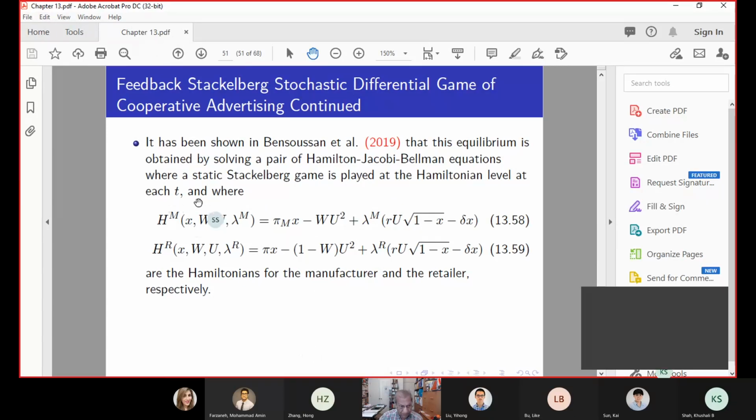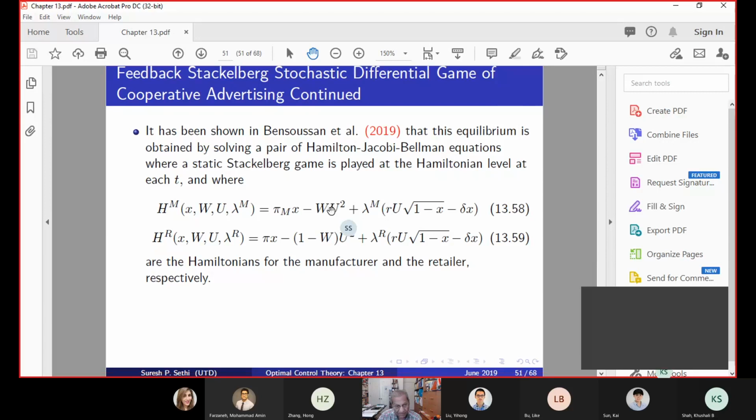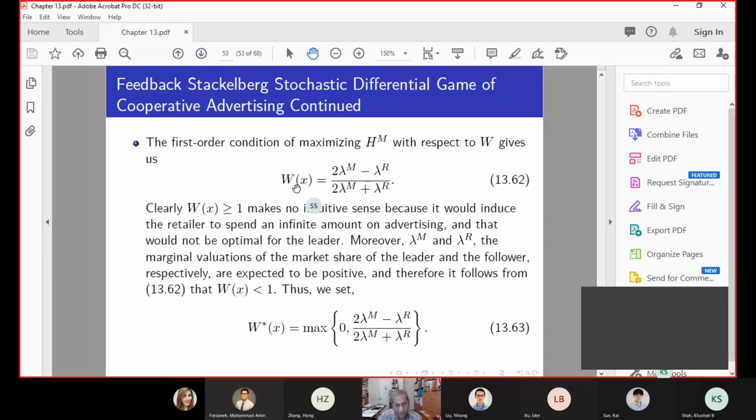Okay, so here's the Hamiltonian of the manufacturer. It's defined in terms of lambda m, in the regular way: the integrand plus lambda m times the dynamics. And the game is played at each time at the Hamiltonian level. We're now playing a Stackelberg game at the Hamiltonian level at each time. Okay?